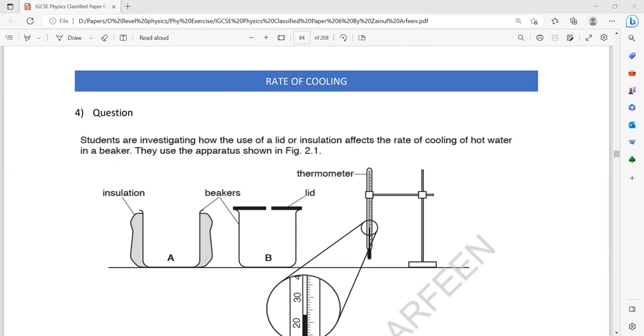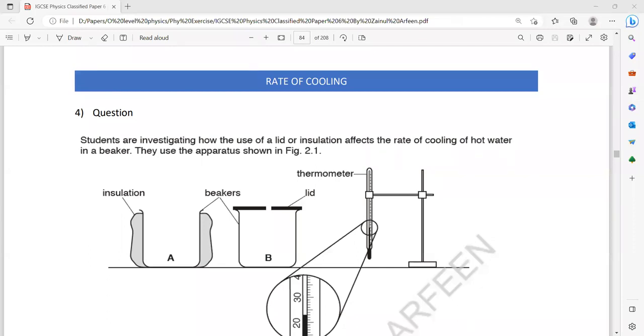Again, the question is: we did this experiment, one with an insulation and another with a lid. If we want to compare them, which one is more effective, what should we do? Sir, can we add higher temperature water, to increase the rate of cooling, to see which one will have less temperature decrease?